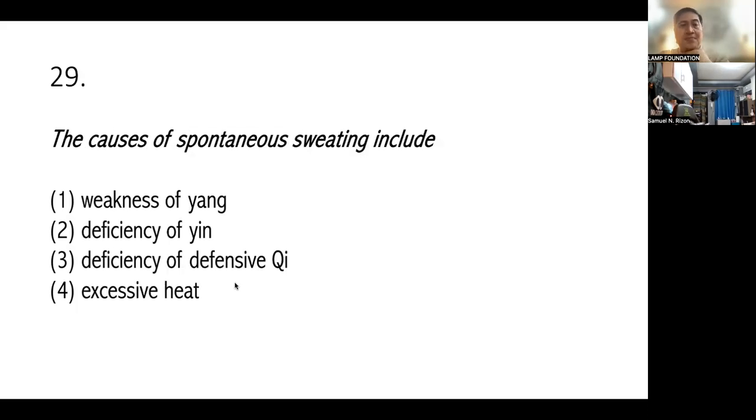Okay, 29. The causes of spontaneous sweating include weakness of yang and deficiency of defensive chi. Anong ibig mo sabihin sa spontaneous sweating? Spontaneous. Is it the sweating na kahit hindi mainit? Oh, yes, Doc. Okay. Spontaneous, di ba? Hindi mainit. Opo, Doc. Okay. Oo. Paano nangyari yon? What causes the sweating?